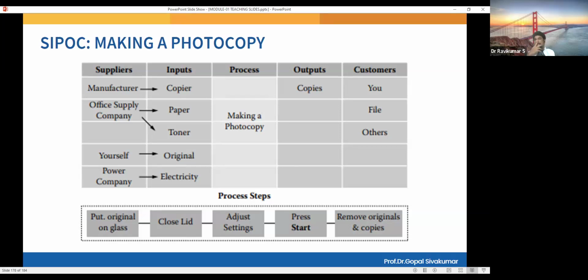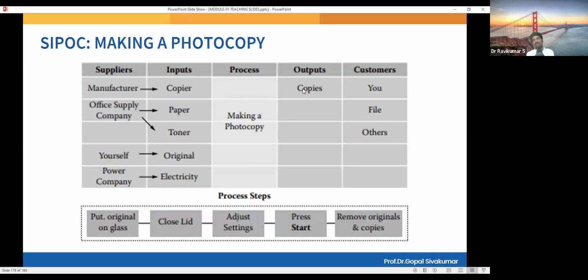Now, the suppliers are providing these inputs. The next one is the process. The process is making a photocopy, making a Xerox copy. So what is happening in the process? You open the glass and put your original on the glass, close the glass lid of the Xerox machine, adjust the settings to your requirement, press start, and you get the original and the copy. Then go ahead and remove the original and the copy. This is the process step which is happening in the making of a photocopy.